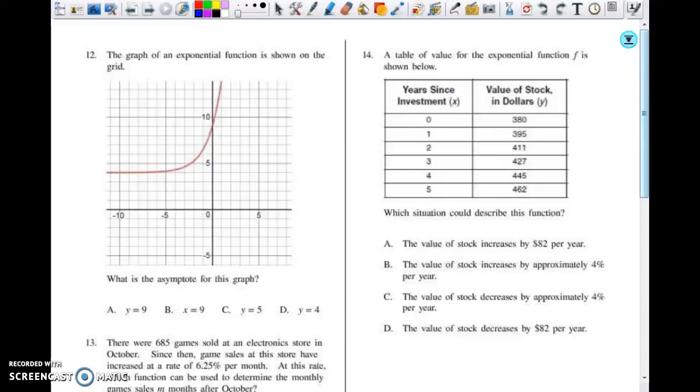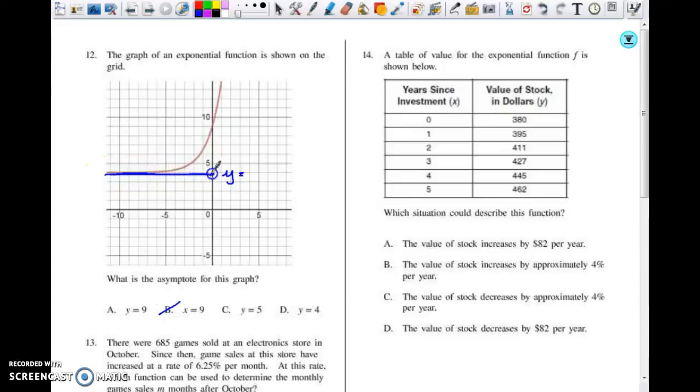So the graph of the exponential function is shown on the grid. That's number 12. What is the asymptote of this graph? Remember, the asymptote sits at the bottom, right? And it is a horizontal line, so I know the equation is always y equals. So you're going to look at your answer choices. Which ones can you eliminate? Cool. And remember, you're always seeing it's at the bottom.